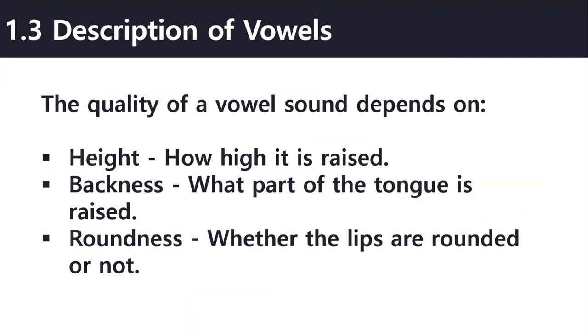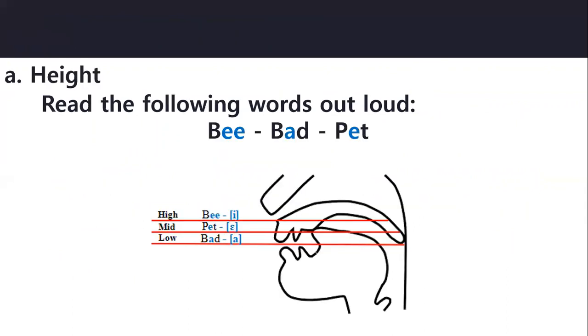So, how do we describe vowels? The phonetician Daniel Jones developed the Cardinal vowel system to describe vowels in terms of common features. Thus, the quality of a vowel sound depends on height, how high the tongue is raised, backness, what part of the tongue is raised, and roundness, whether the lips are rounded or not. Starting with height.